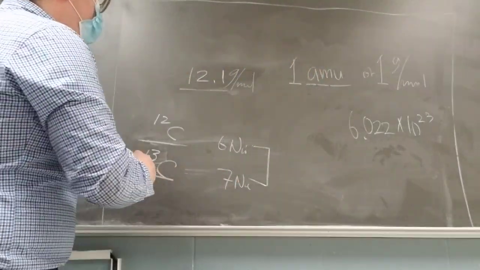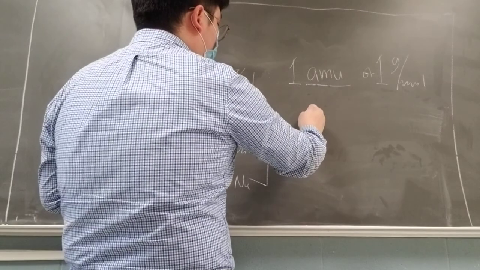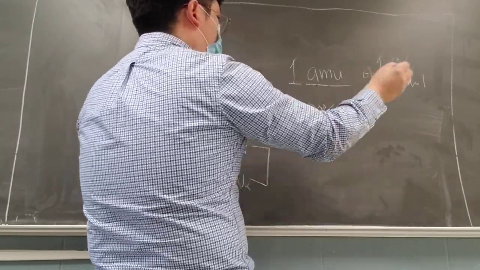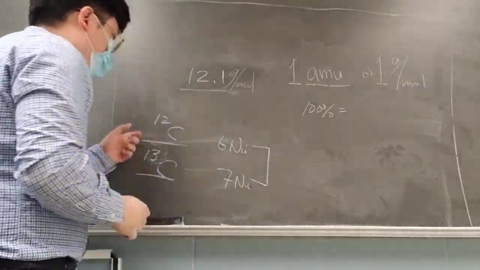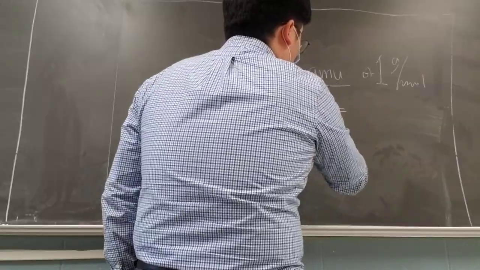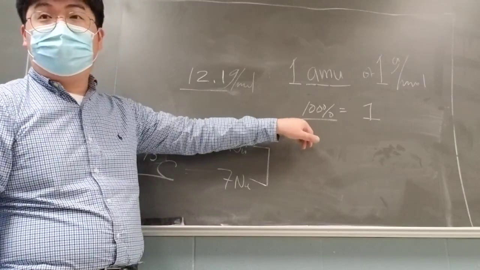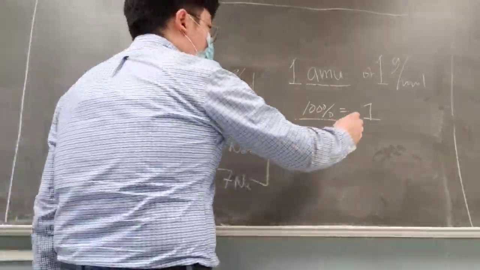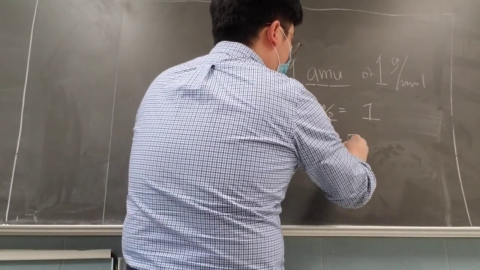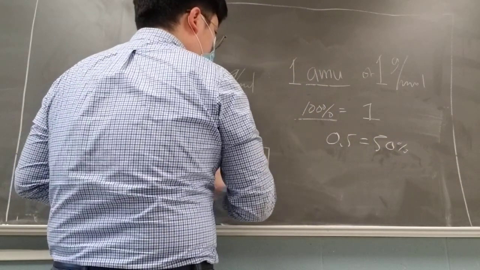Let me give you one example. Say there's 100% natural abundance of carbon, either carbon-12 or carbon-13. We assume there are only two, and we ignore carbon-14 because it's too small. Let's say 100% as a whole is 1. I want you to do this because it will be helpful for your calculations later. If 1 is 100%, then 0.5 is 50%, 0.1 is 10%, and so forth.